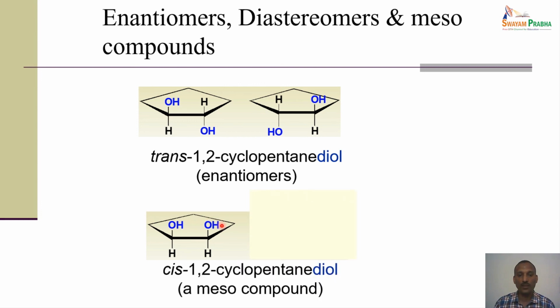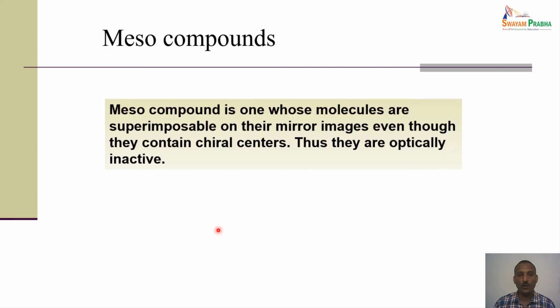Unfortunately, the compound is one and the same, and it is called a meso compound, and it is not an enantiomer, because in the case of meso compounds we have an internal plane of symmetry, where one half of the molecule is a mirror image of the other half. Let us look at the definition for meso compounds. A meso compound is one whose molecules are superimposable on their mirror image even though they contain chiral centers. Thus they are optically inactive.